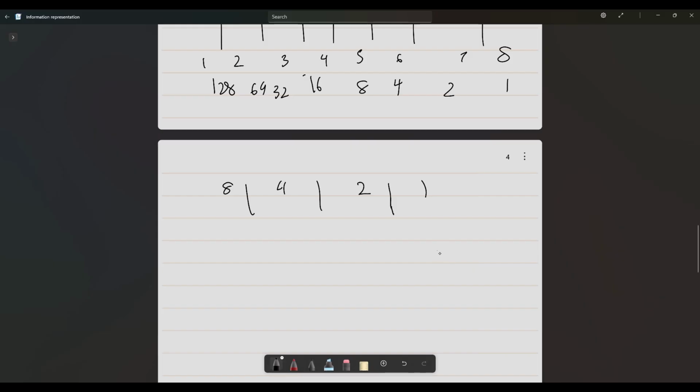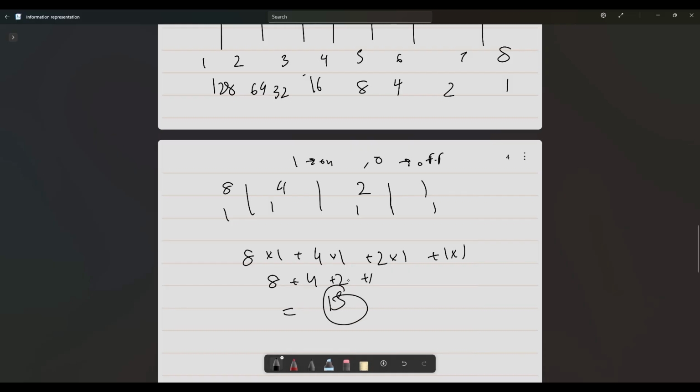Okay, so what I said was 1 is on and 0 is off, right? So if all these switches are on, that means it will have the maximum value. So if I put 1, 1, 1, 1, that means none of the values will represent 0. If I add 8 into 1 plus 4 into 1 plus 2 into 1 plus 1 into 1, that means 8 plus 4 plus 2 plus 1, which is indeed 15. So the maximum denary number you can represent in the 4-bit binary system is 15.